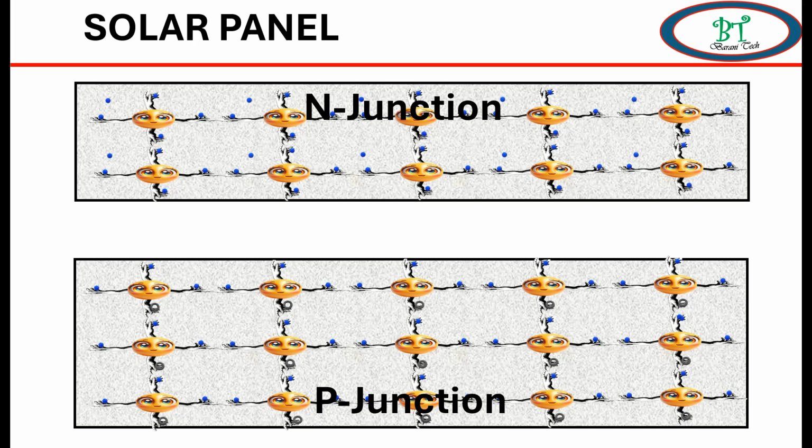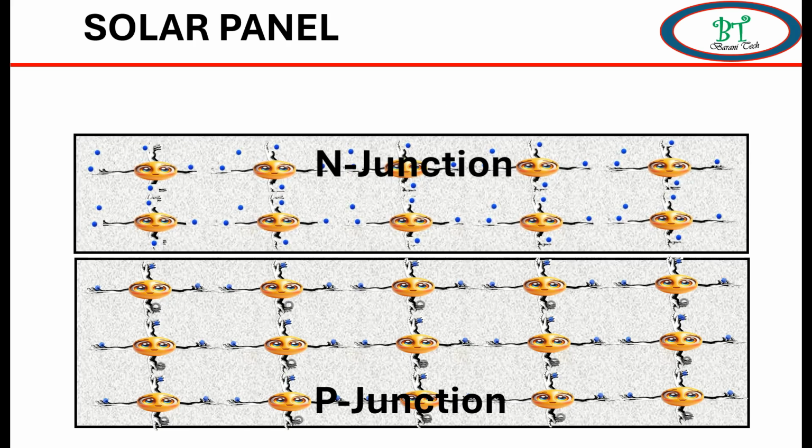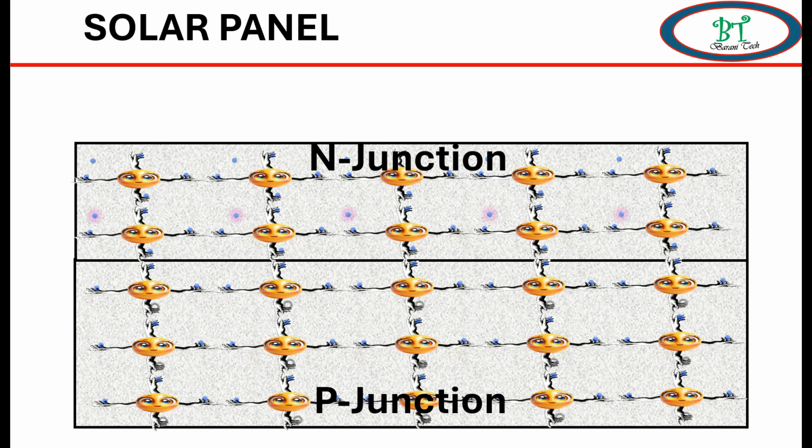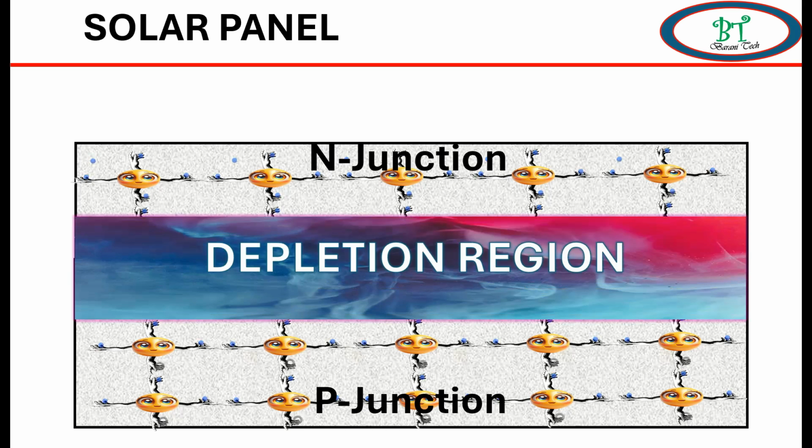Now when you see these two types, the N junction as a free electron and the P junction as a hole, when we combine these two layers at the joining point, the free electron will occupy the hole and form the depletion layer. On this depletion layer, the newly bonded electrons are easy to emit from the atom when visible light hits this area. Let me show some visuals.